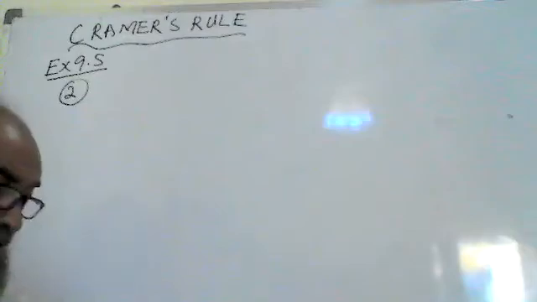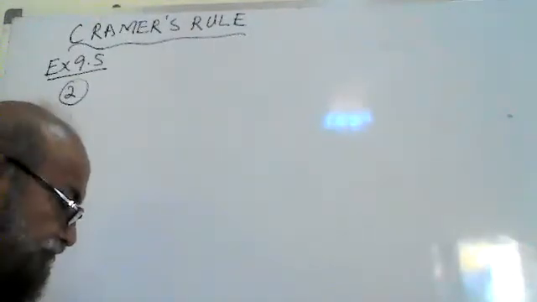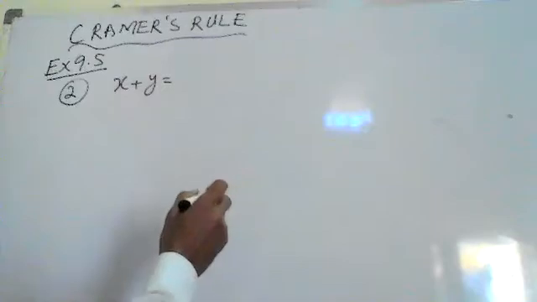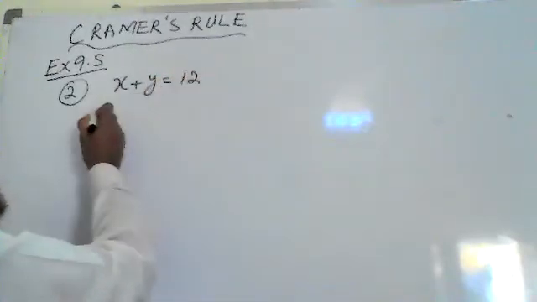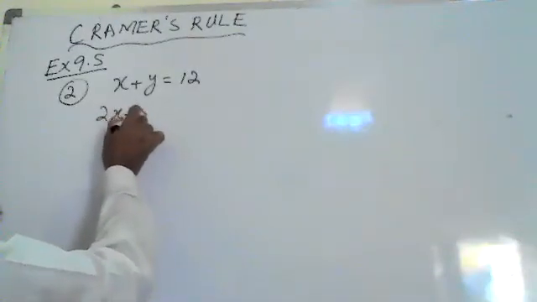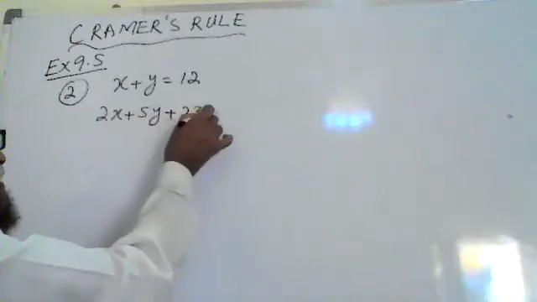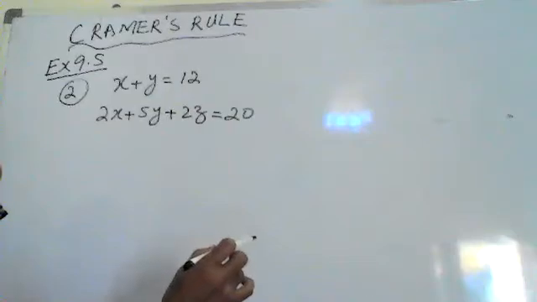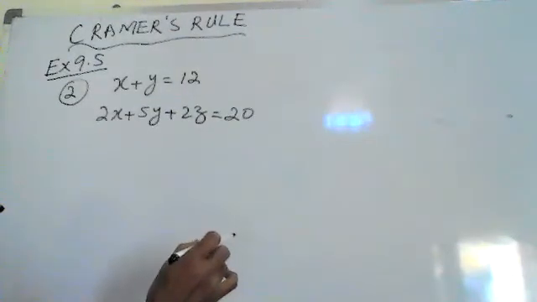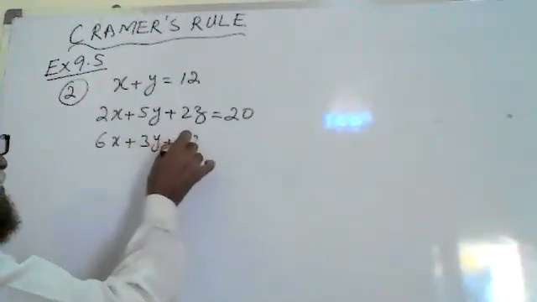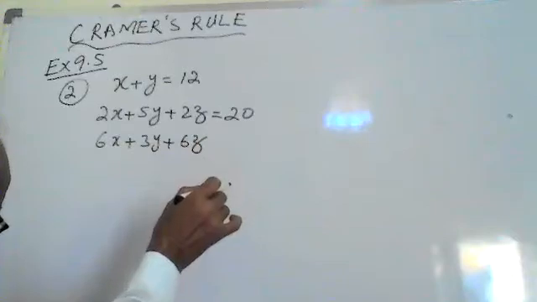Okay. Question number 2. x plus y equal to 12. 2x plus 5y plus 2z is equal to 20. 6x plus 3y plus 6z is equal to 0.